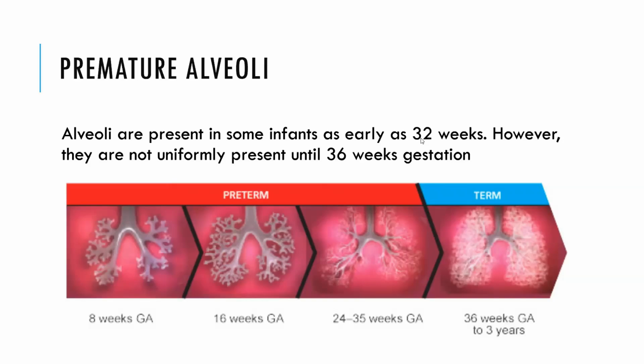This slide just shows the number of alveoli based on gestational age. As you can see in these pictures, a 35-weeker, even to 36 weeks and beyond, has a significant difference in the number of alveoli that baby is going to have. So alveoli are present in infants as early as 32 weeks. However, they are not uniformly present until 36 weeks of gestation.